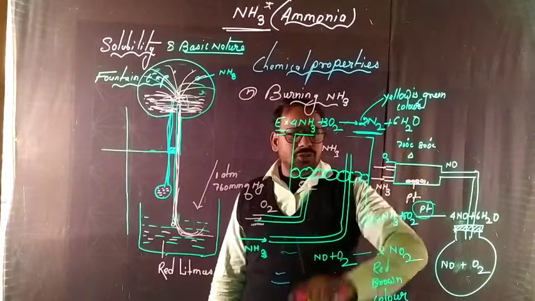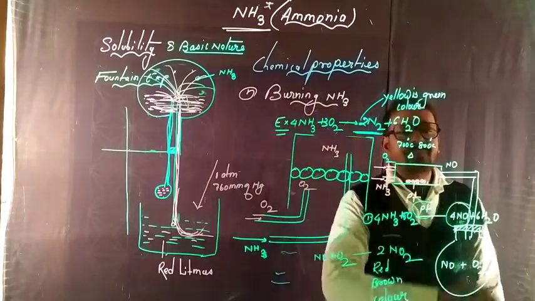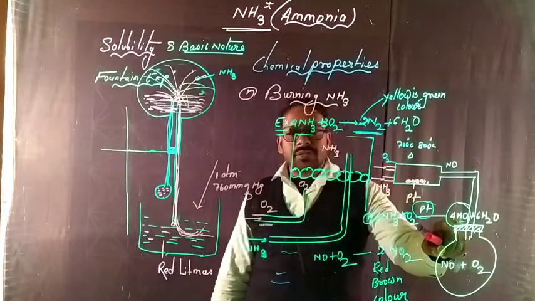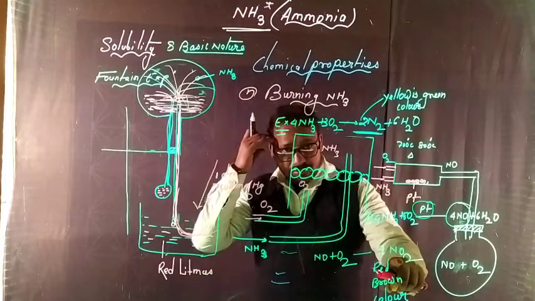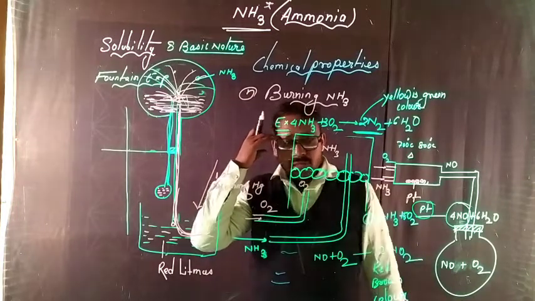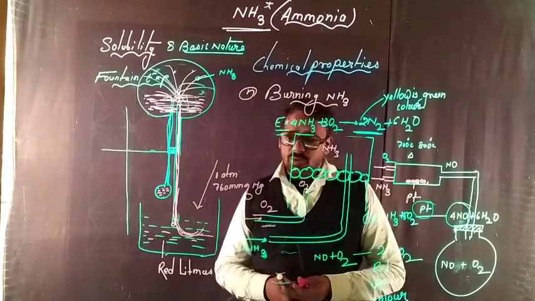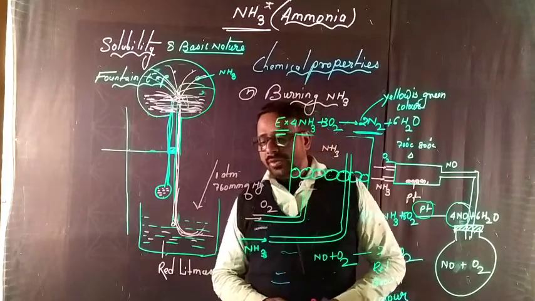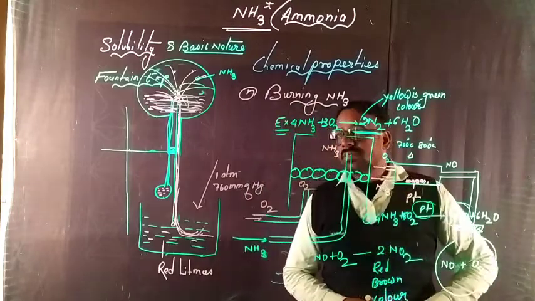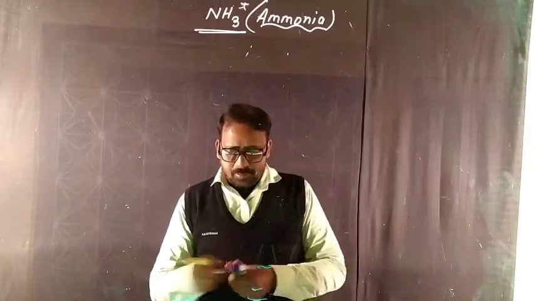At high temperature, first step we will get the nitric oxide. And then further, after reacting between nitric oxide and oxygen, we will get the nitrogen dioxide, and it becomes brown color. So this is called the burning of ammonia, and this is performed as an experiment. Now, some other chemical reactions we will discuss. We'll talk about some chemical properties.